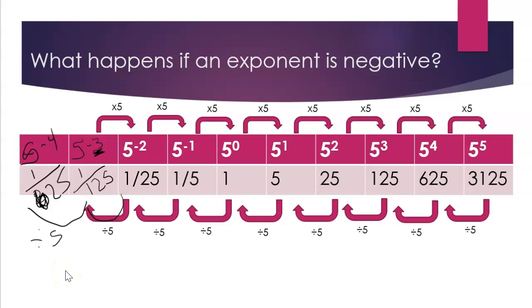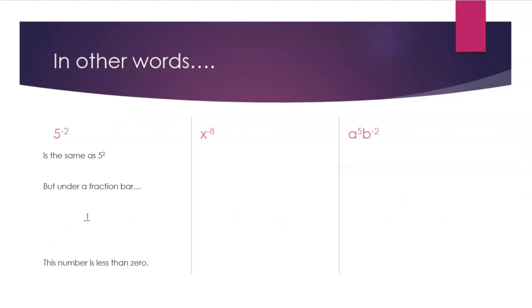Whatever number this is the same, but once you put that negative in front of it, the value becomes less than 1. 5 cubed is 125. 5 to the negative 3 is 1 over 125. It's smaller than 1. Much smaller than 1. In other words, 5 to the negative 2 is the same as 5 squared, but it goes under the fraction bar. It's smaller than 1. 1 over 25, right?